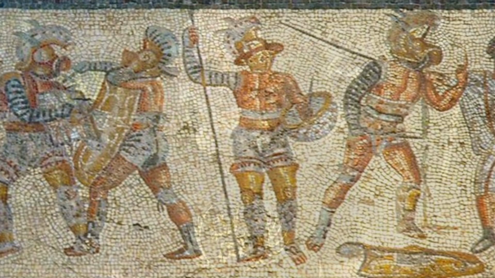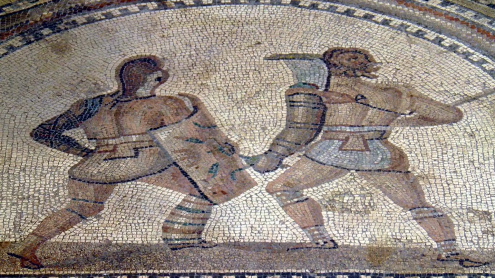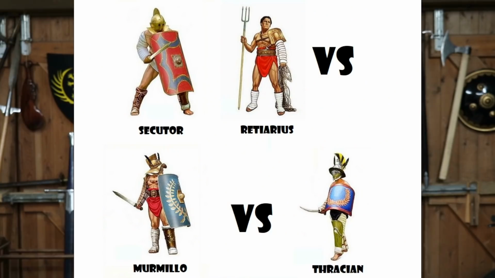Many of us get taught these things at school even, and you will have seen them in other movies and TV shows. They are the Thrax or Thracian, the Murmillo, the Retiarius, and the Secutor. Now, these four gladiators usually fought in pairs against each other. The Thracian or Thrax usually fought against a Murmillo. The Retiarius usually fought against a Secutor.